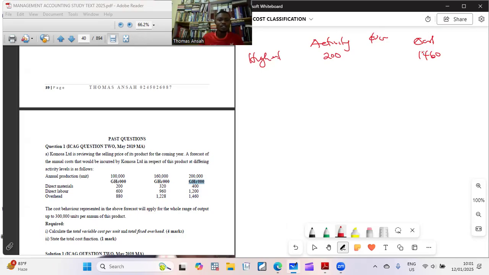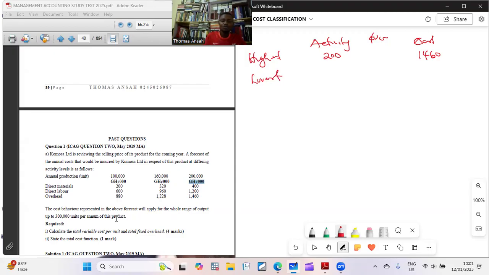So if you check the activity, the activity is 200. The overhead that is there is straightforward. So there is no need to even cause a wahala. What you see is just straightforward. Then you have the lowest. So which one do you think is the lowest in this case? So you can actually say that these are what you have. But when it comes to the variable part, this is it.